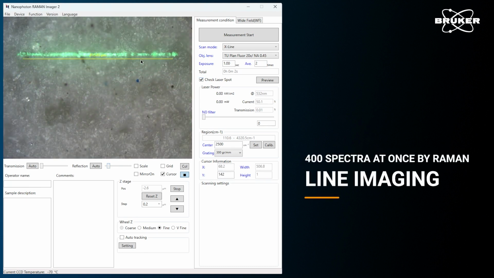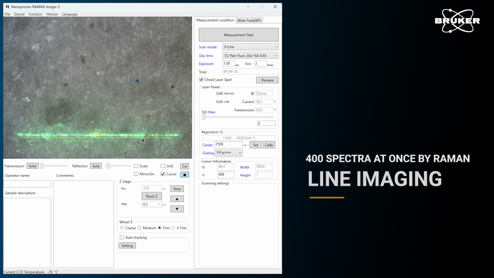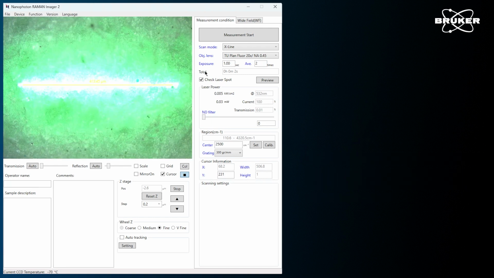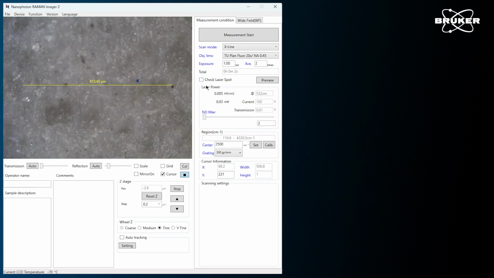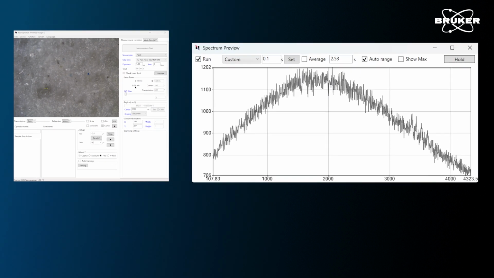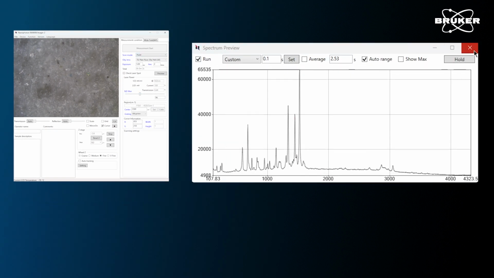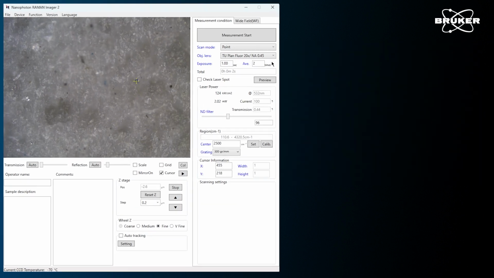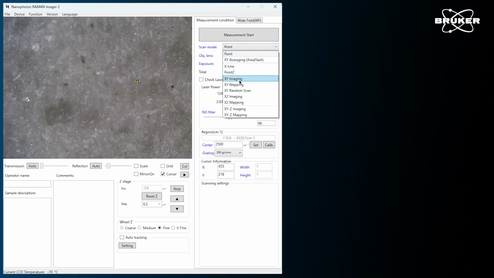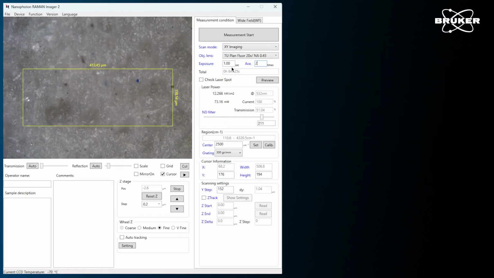We will use Raman line imaging, a special, very fast measurement technique that collects 400 measurement points per scan while moving the laser line across the sample. Next, we set the Raman measurement parameters with the help of the live spectrum until the Raman peaks clearly stand out from the baseline. After that, we select a region of interest on the sample.